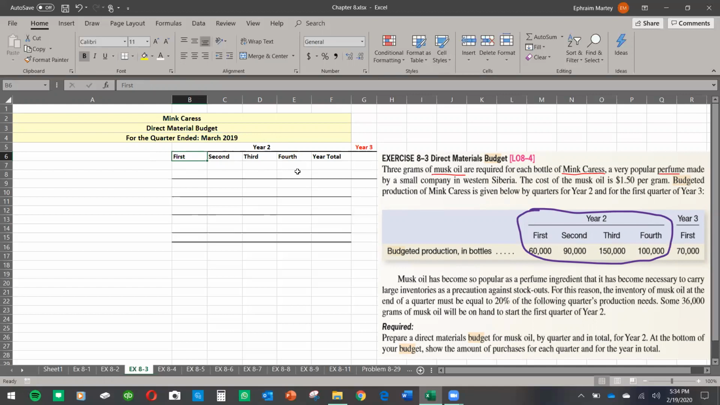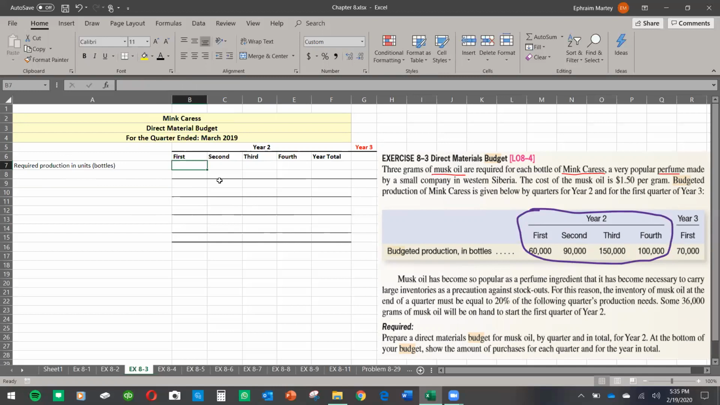If you notice from my previous videos, I always add some years, either the year before or the year after, and I highlight them in red. Red indicates that this is not really part of the budget, but we need figures there to find the figures that we need in this year. In this case, the company has the budget of required production in units, which we have already been given.